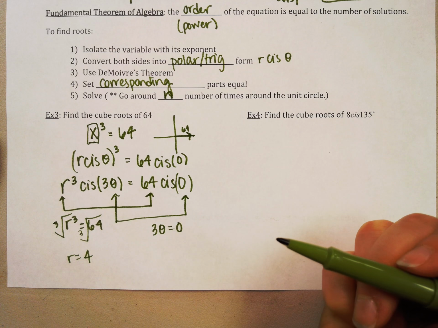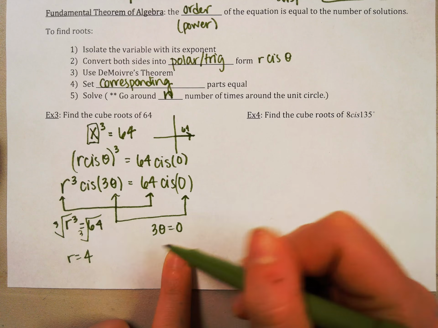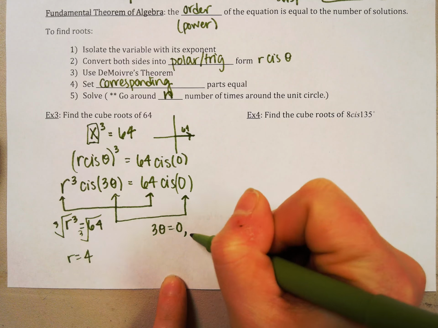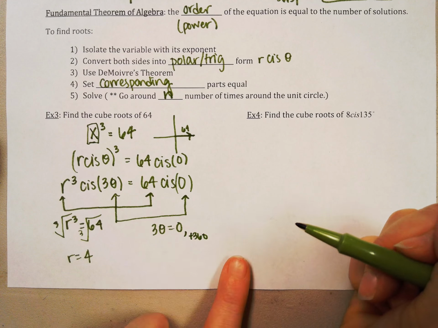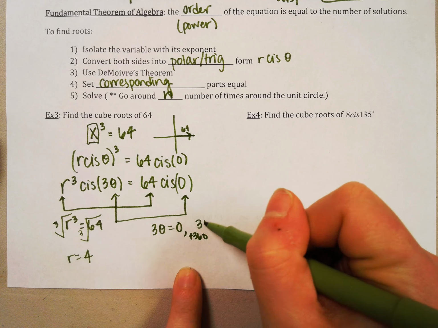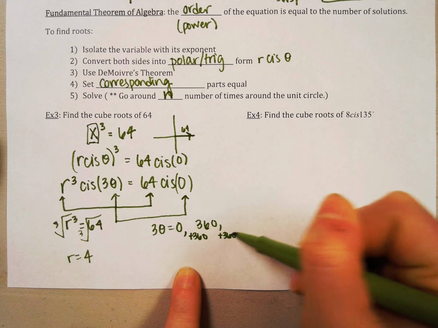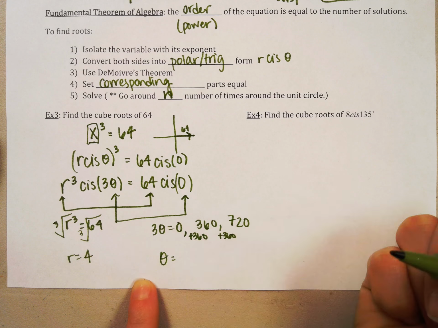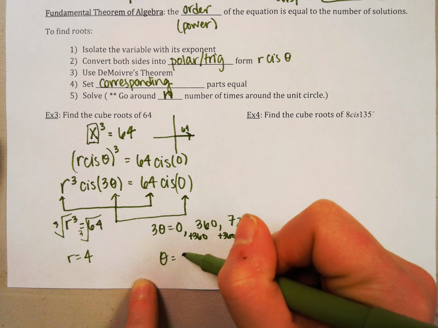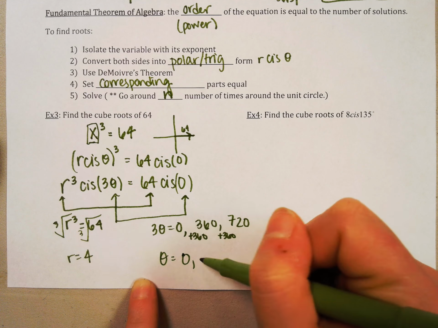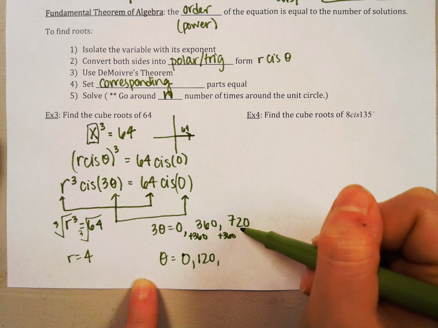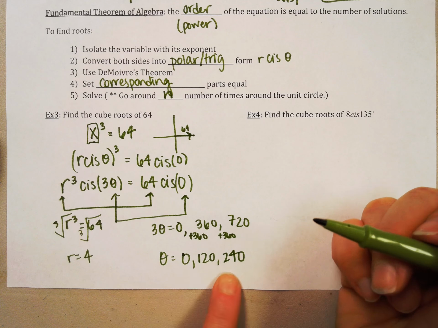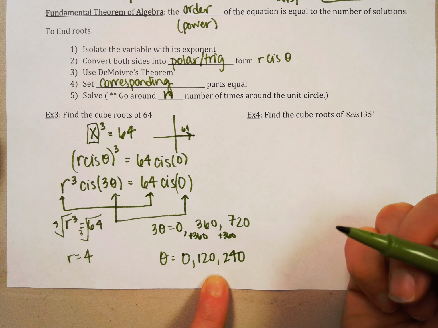That's our r value. For this side, to solve for our theta value, we would divide by 3, but remember that this is going n times around the unit circle, so we have to find 2 coterminal angles with this, so we have 3 solutions in total. So one of them is going to be 0, then we add 360 for our next coterminal angle, which is 360, and then 720, and then we divide everything by 3. So 0 divided by 3 is 0, 360 divided by 3 is 120, and then 720 divided by 3 is 240.